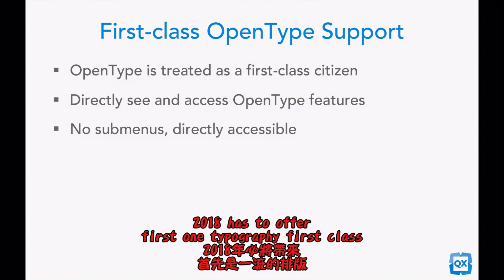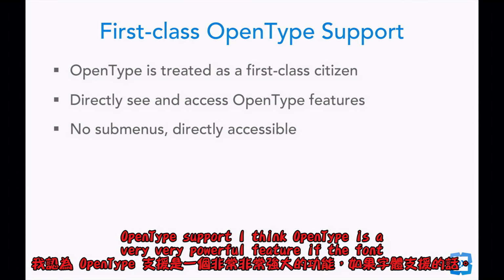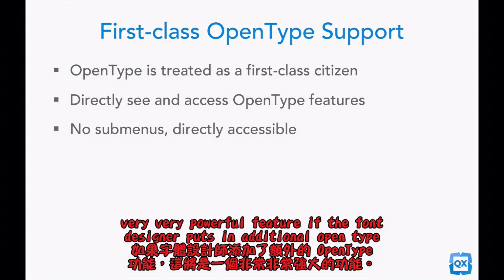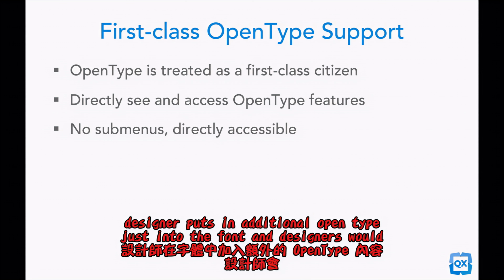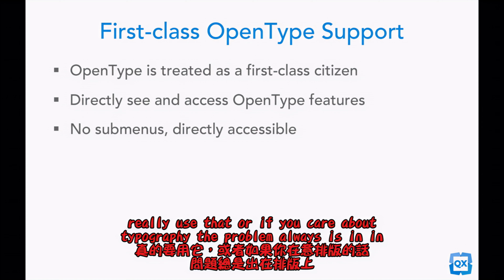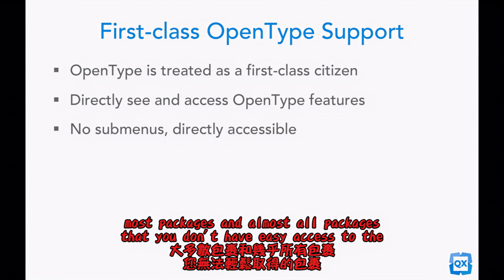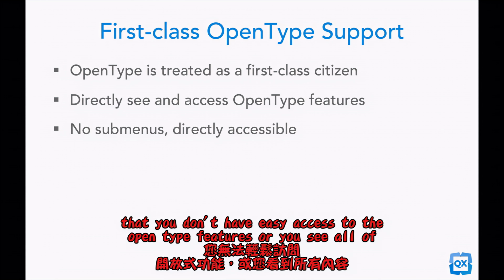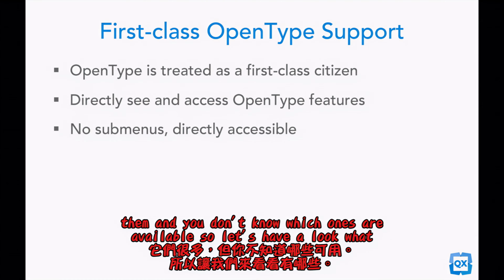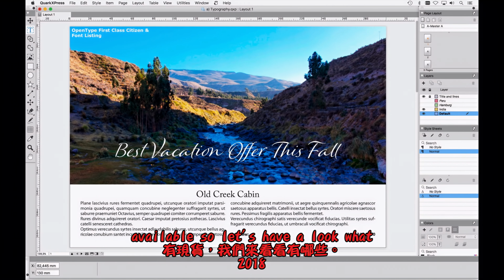First one, typography. First class OpenType support. I think OpenType is a very, very powerful feature if the font designer puts additional OpenType features into the font. And designers should really use that, if you care about typography. The problem in most packages, almost all packages, is that you don't have easy access to the OpenType features, or you see all of them and you don't know which ones are available. So let's have a look at what QuarkXPress 2018 does differently.